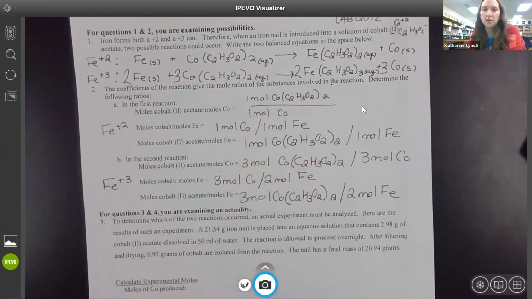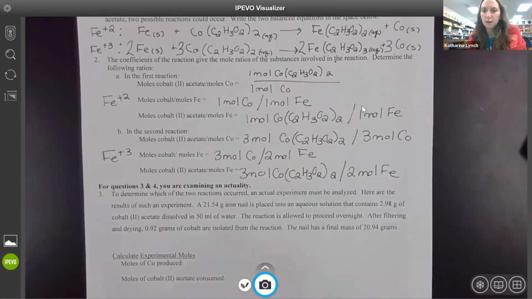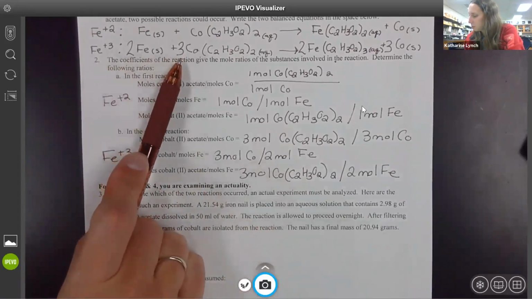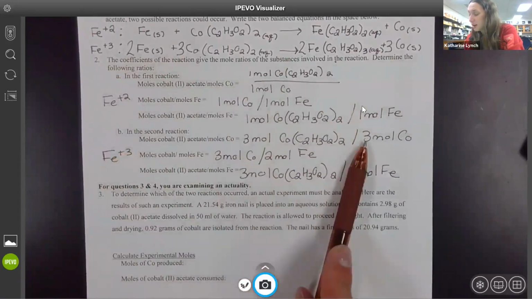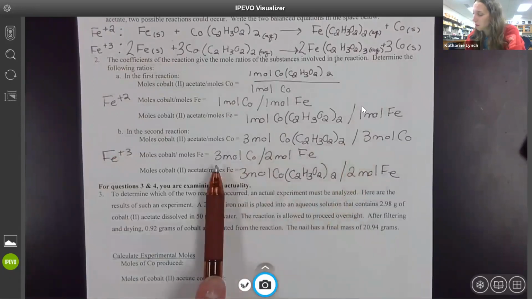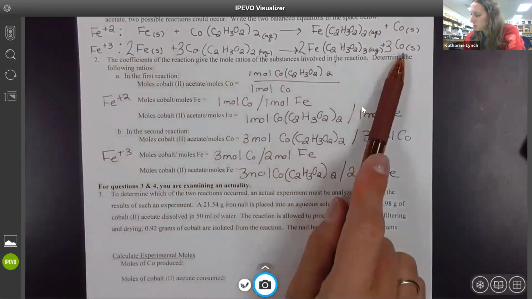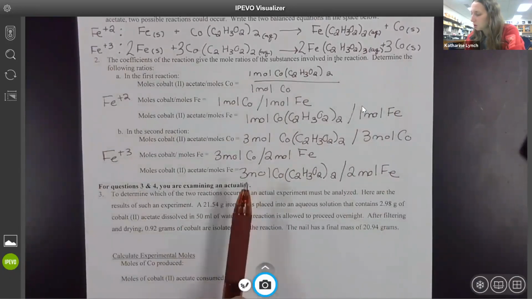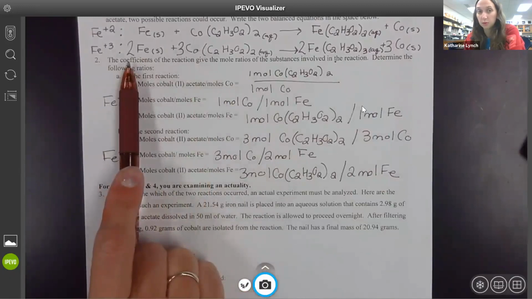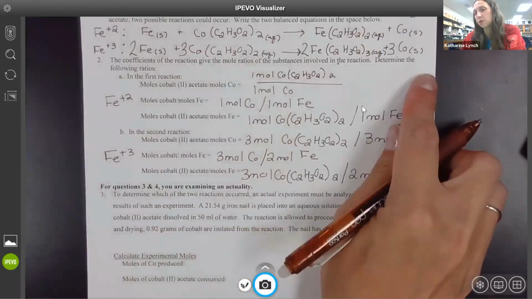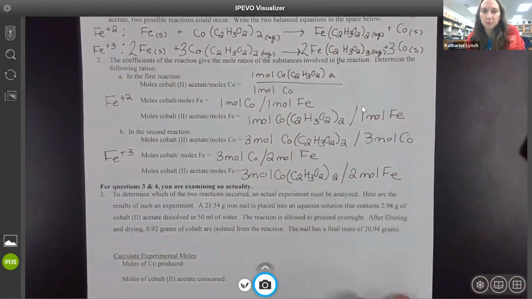All right, so take a look at what I've got here. For every 3 moles of cobalt 2 acetate, I'm going to produce 3 moles of cobalt, 3:3. Please keep it 3:3. Don't reduce to 1-to-1. For every 3 moles of cobalt produced, I need 2 moles of iron. And if I have 3 moles of cobalt 2 acetate, I need to react that with 2 moles of iron. So all of these ratios came from the 2 possible balanced chemical equations, practicing mole-to-mole ratios.